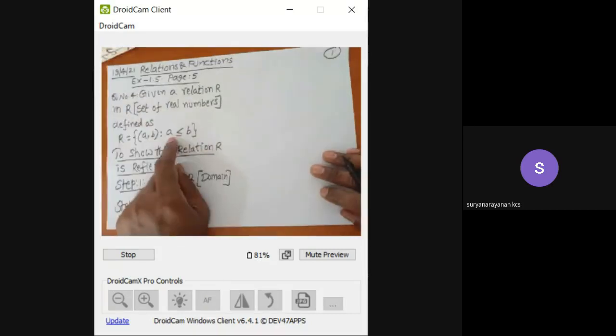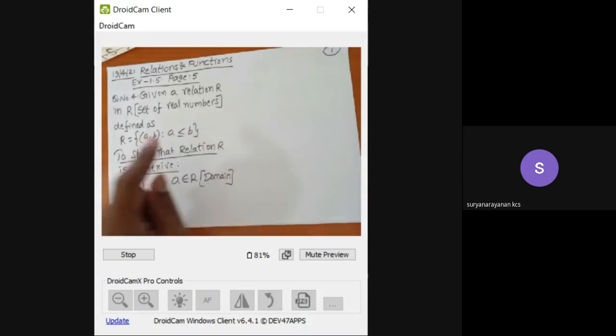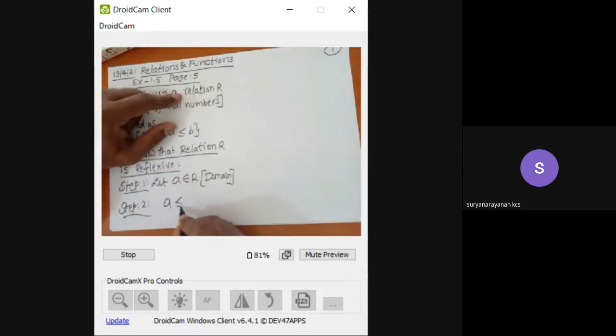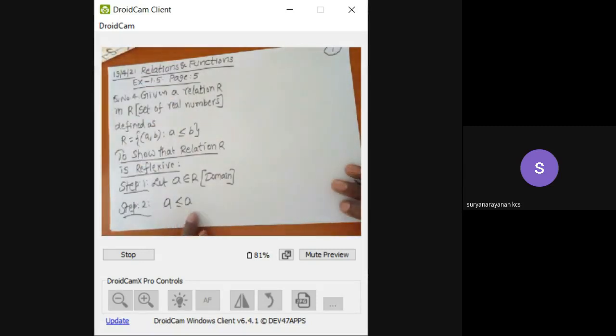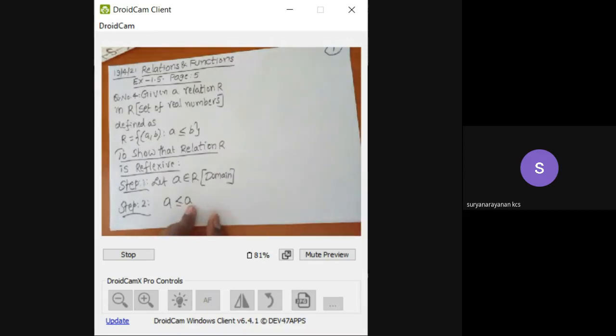This is the relation between A and B: A is less than or equal to B. Previously I asked you, and this is very important. In this relation, we write A in the place of A and A in the place of B also. Then we get A is less than or equal to A. Now we have to check whether this statement is true or false. A is less than or equal to A. Is it a true statement or a false statement?